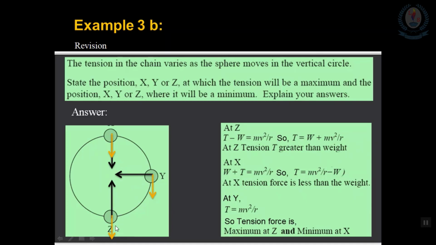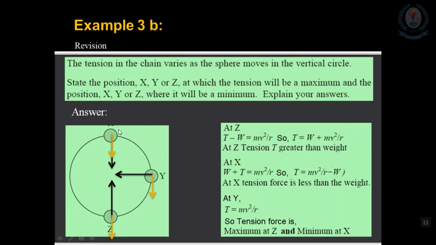So at the point z, towards the center there is tension, away from the center there is weight. So towards the center, the resultant force is equal to T minus mg. So T minus mg, or T minus W, will be equal to mv squared over r. So T is equal to W plus mv squared over r. At z, tension T is greater than weight.